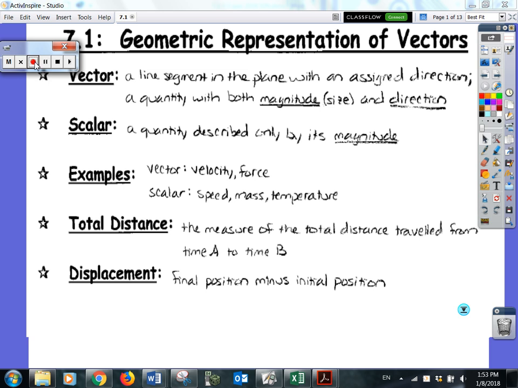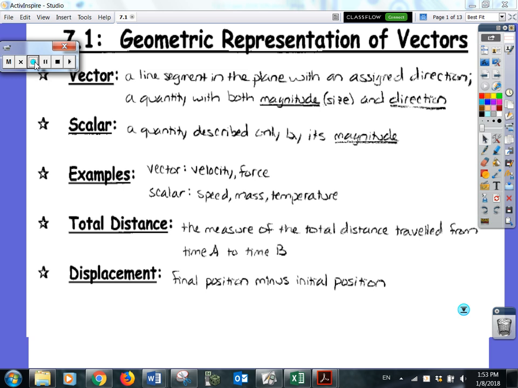The magnitude is just how long it is, and you can determine how long it is. We're going to be drawing them on coordinate planes. So when you draw them on a coordinate plane, you're just going to count how far it goes left and right, how far it goes up and down, and that's going to give you the magnitude. And then the direction is going to be shown by the arrow. You're going to have an arrow on one end or the other, kind of looks like a ray. That arrow is what tells you the direction.